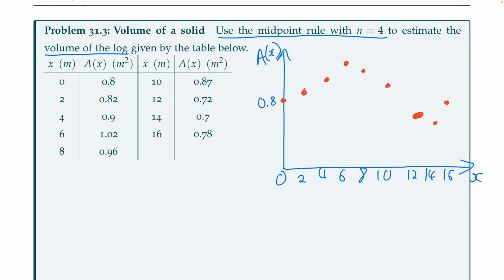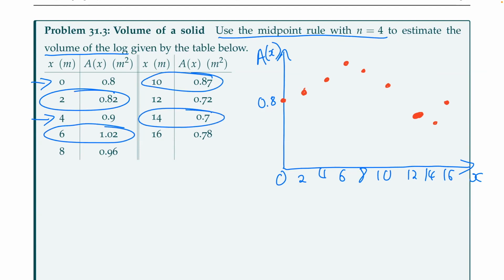We want to estimate this, and we're told to use the midpoint rule with n equal to 4. So how do we do that? Well, that means that we need to have groups of 3 points, right? We're using the midpoint, so we're not using the left-hand side or the right-hand side, we're using the middle point. So we're looking at this in groups of 3. That means that I ignore this first one here. This is going to be my right-hand side. This is going to be my middle. Likewise, this 6 is going to be my midpoint, and the 10 and the 14.